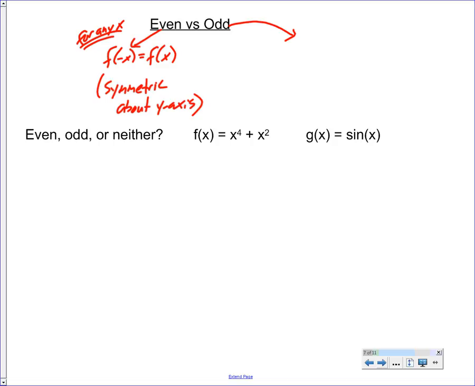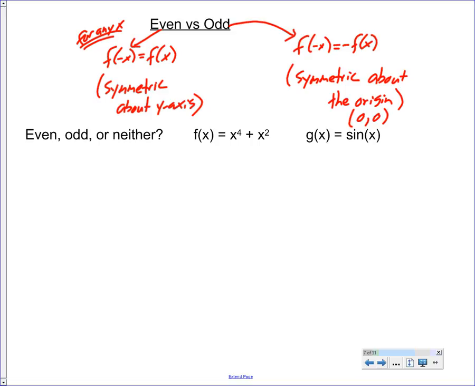For an odd function, if we plug the opposite number in, the y value we get back should be the opposite of the number we get back when we plug that original number in. This will make more sense when we go through a couple examples. But another way of saying this is that it's symmetric about the origin. Right, again, this will work for any x in the domain.